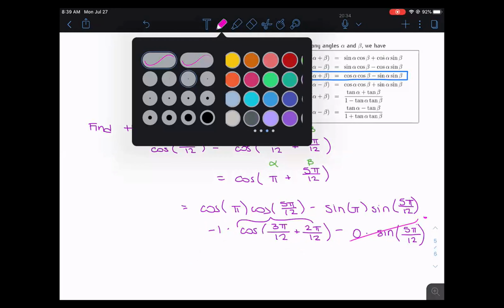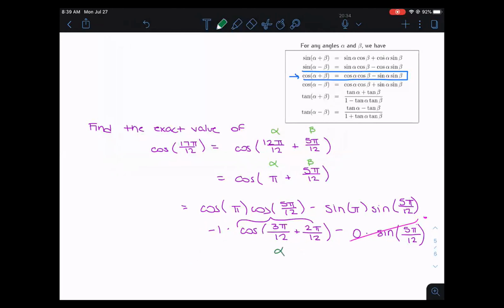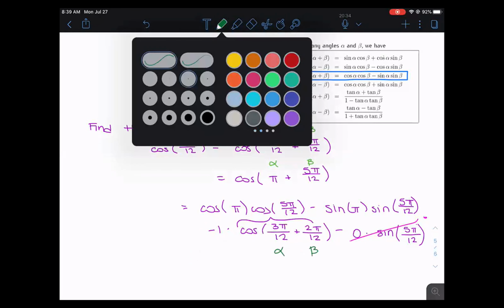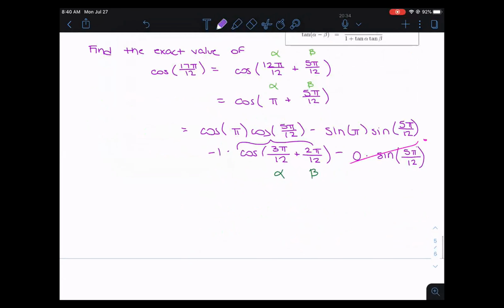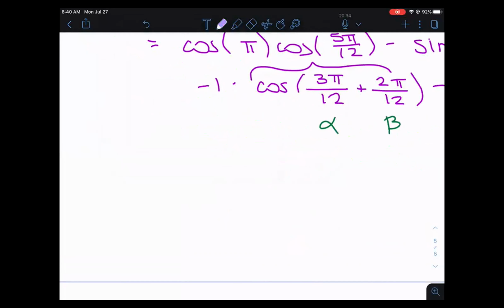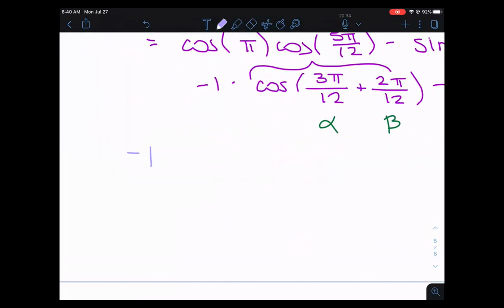So now we're going to have that this is our alpha. What color should I choose? Let's choose a darker green. So this is going to be our alpha, this is going to be our beta. And then we're going to do the same thing. Let's actually simplify this a little bit. So we're going to bring down our -1. And then on the outside, we're going to have cosine. Let's simplify this. So we're going to have cosine of 3 pi over 12, that's pi over 4, plus 2 pi over 12, that's pi over 6.